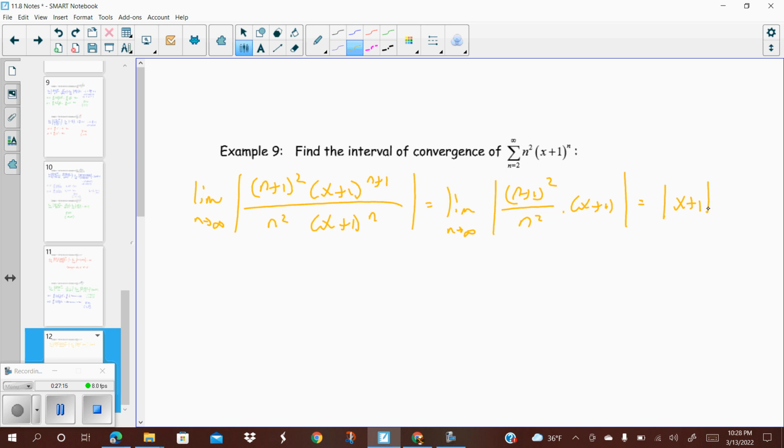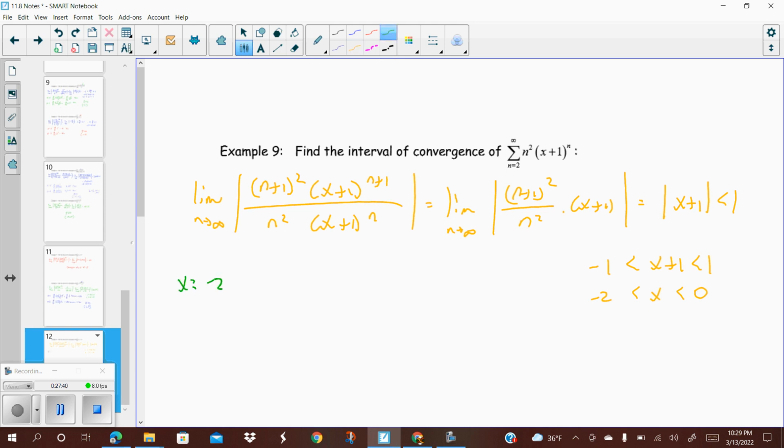I think it is going to have an interval of convergence, because that has to be less than 1, which means that x plus 1 has to be in between negative 1 and 1. So we'll subtract 1, and we get from negative 2 is less than x is less than 0. So we have to check out negative 2 and 0 and see what we get.